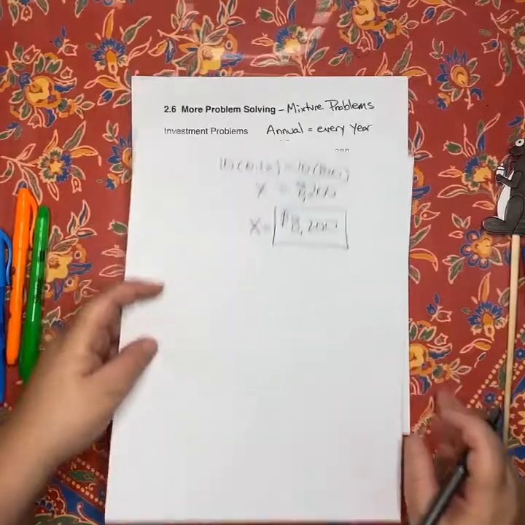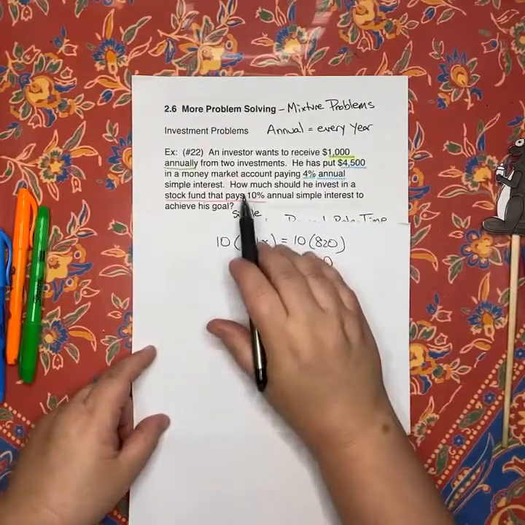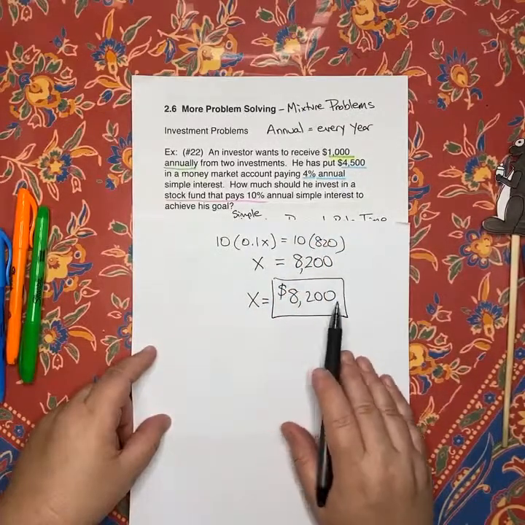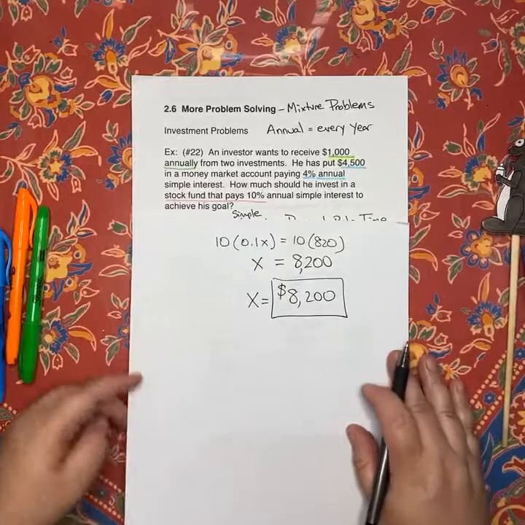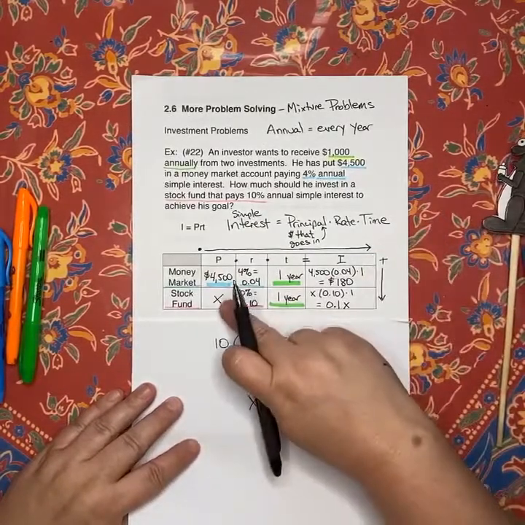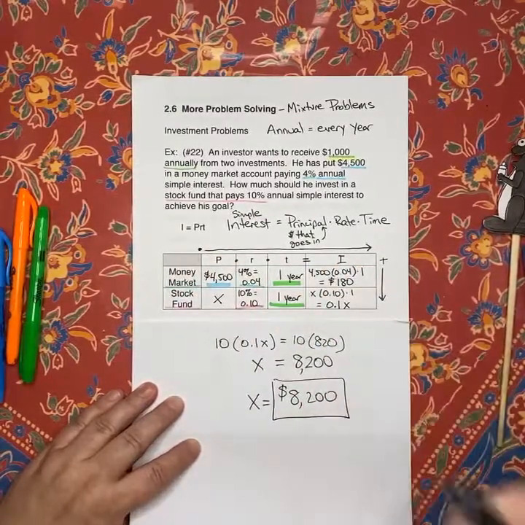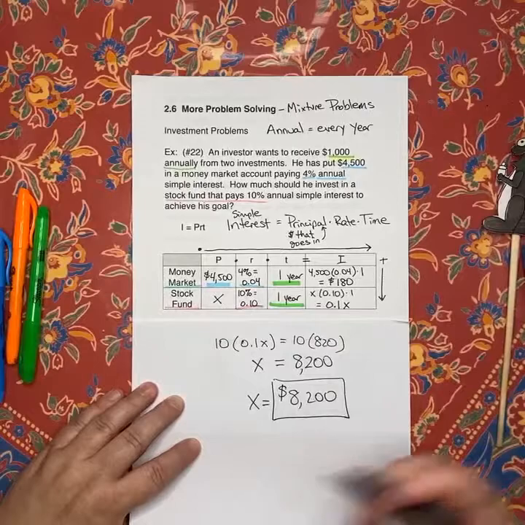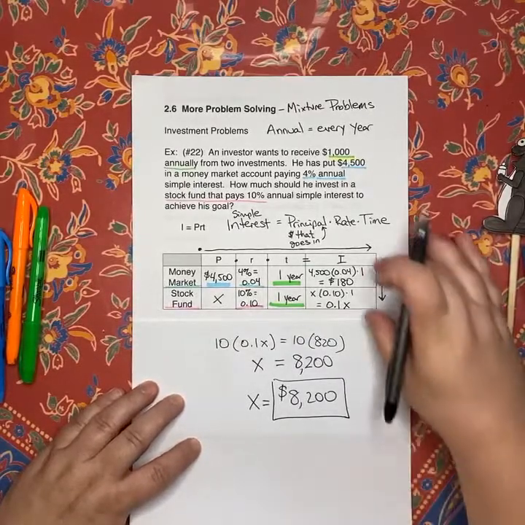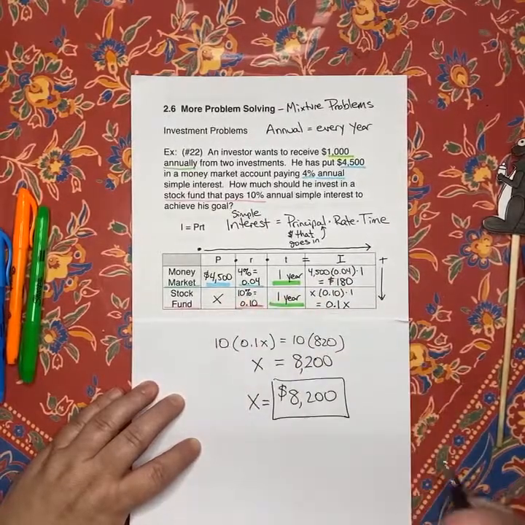If you were in someone's class who wanted a sentence, you would have to say, he should invest 8,200 in the stock fund. Now, as far as I'm concerned, when you set up the chart, you have already declared what the x is. Now, if you skip the chart, you should be telling me what x represents. You should actually say x is how much he invests in the stock market. But again, if you set up the chart, I think it's very clear. Everyone can see what your x means.